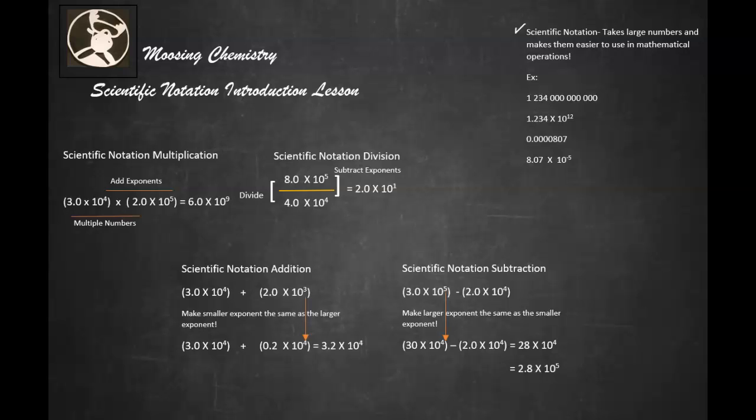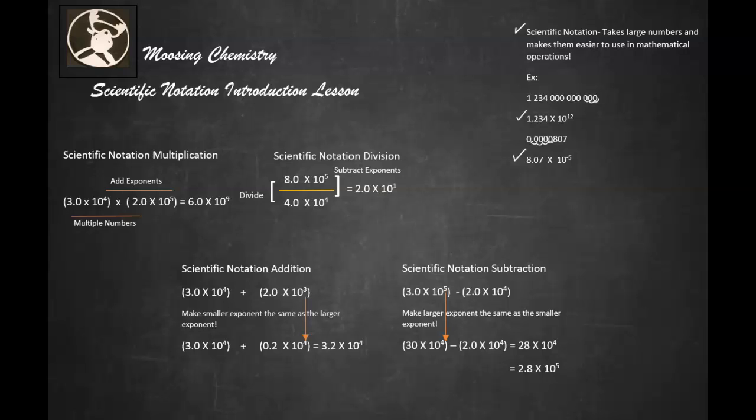So what do you do? You simply put a decimal point on the end of it, and you simply start moving over, and you recreate the number as 1.243 times 10 to the 12th. On the other hand, you could have extremely small numbers like 0.0000807, and then you just move the decimal this direction, and you create 8.07 times 10 to the negative fifth.